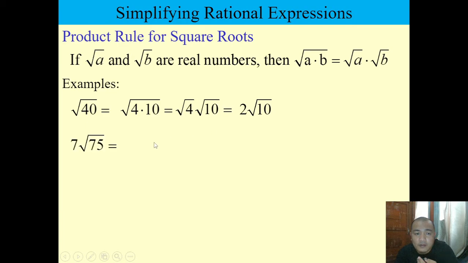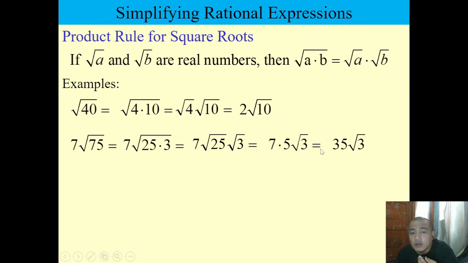You factor it. 7 square root of 75. So this can be written as 7 times the square root of 75. Let's factor 75, which is 25 times 3. Then 7 times the square root of 25 times the square root of 3. The square root of 25 is 5. So 7 times 5 is 35 square root of 3. Next, 16x raised to the 17th power.